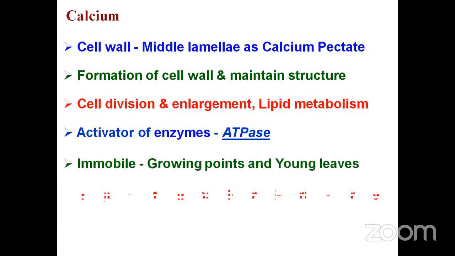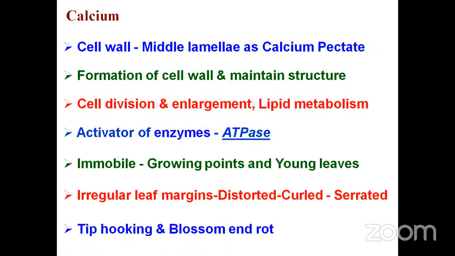So next is calcium. Calcium is a component of the cell wall and middle lamella as calcium pectate. So in the middle lamella or cell wall, calcium is present in the form of calcium pectate. Formation of the cell wall and maintenance of structure is possible because of calcium. Then cell division and enlargement, lipid metabolism, calcium also has a role in these. Calcium is an activator of enzymes such as ATPase. To activate ATPase, calcium is important.